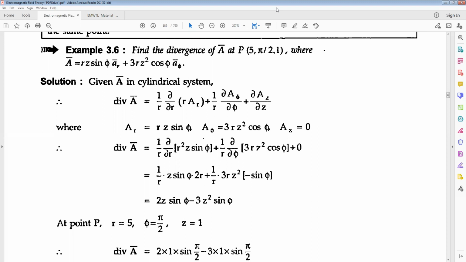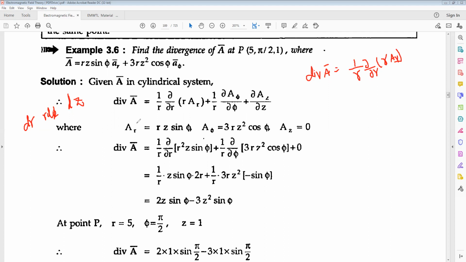The divergence of A bar means here the formula we know: the divergence of A bar is equal to 1 by R into dou by dou R of R AR, plus 1 by R into dou A phi by dou phi, plus dou by dou Z of AZ value. Okay. And actually, it is not 1 by R only, we can keep the 1 by R for the differential elements dr, R d phi, and dz. So you can take the 1 by R into dou by dou phi of A phi, and here the dou by dou Z of AZ term, and here the dou by dou R of R into AR.